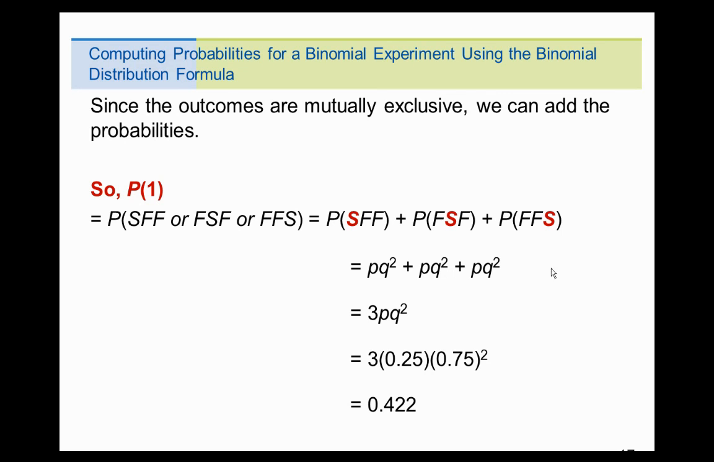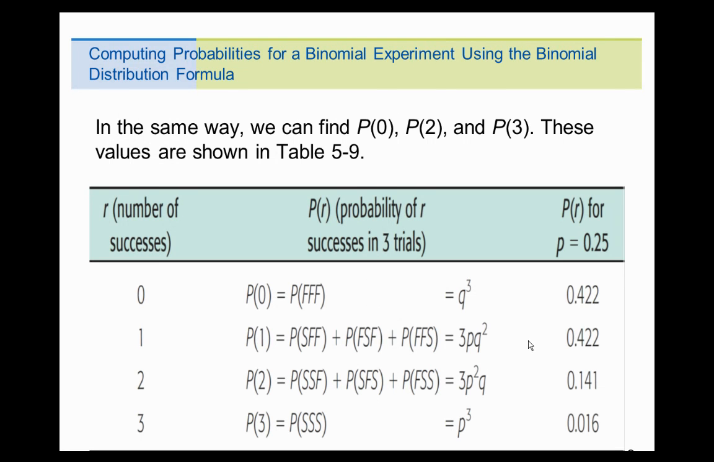So 3 times, but each one of those has 1 success and 2 failures. So they're calculated exactly the same way, 3 times P times Q squared, 0.25 times 0.75 squared, but there's 3 of those, 3 different ways I can get that. Combination of 3 things taken one at a time. So doing the multiplication, 0.422. And once again, he figures out the probability of getting none right, 1 right, 2 right, and getting all 3 of them correct.